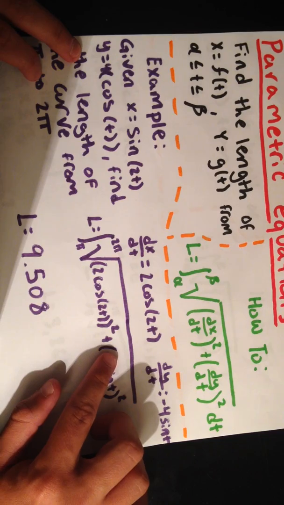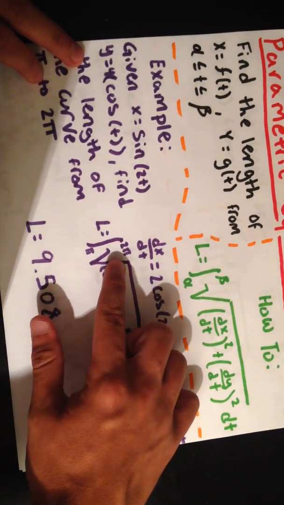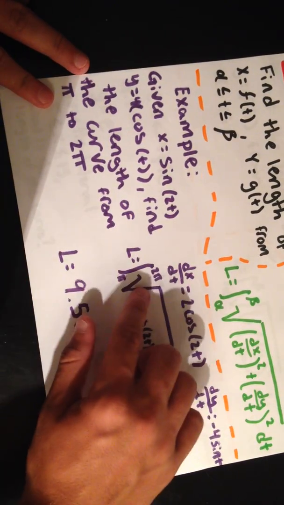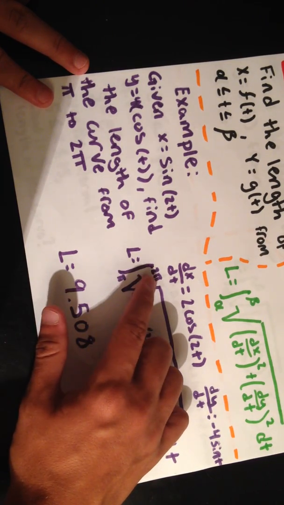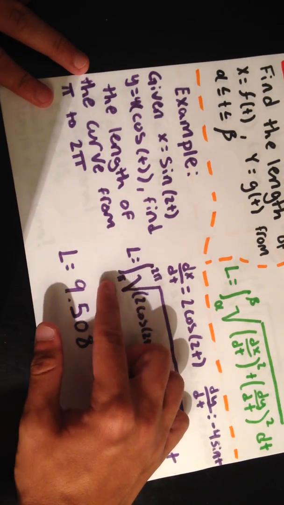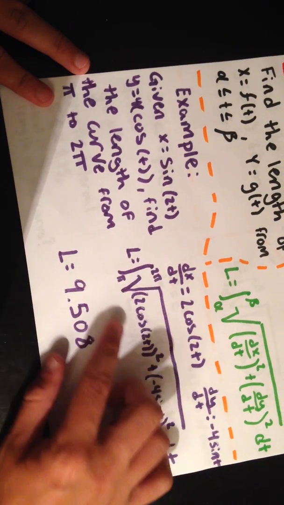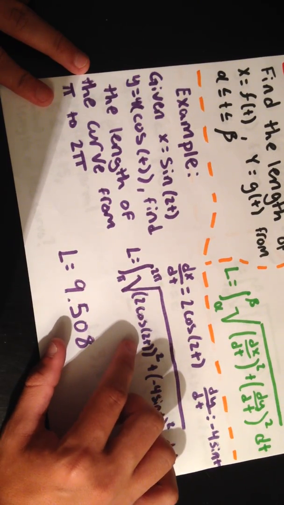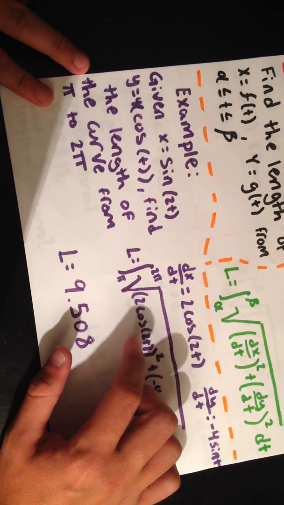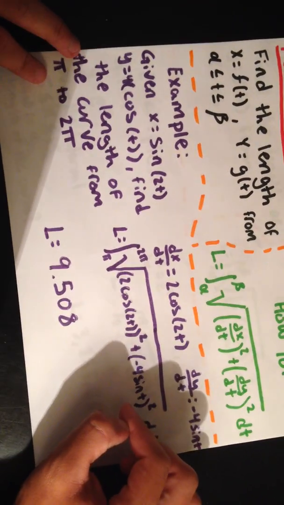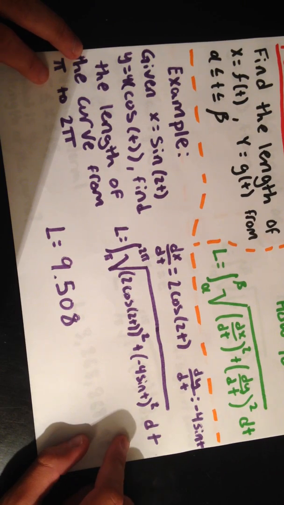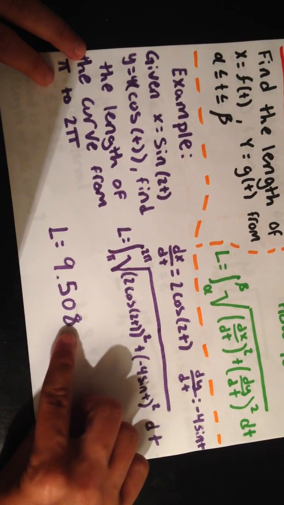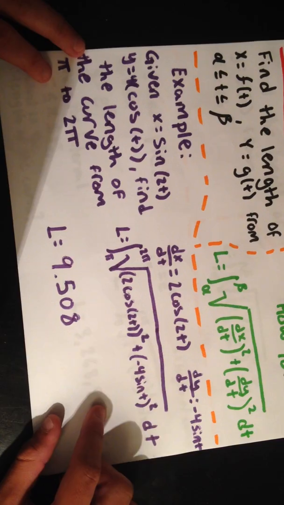And now you plug that in, and remember that the larger value goes on top as β, the smaller goes on bottom as α. So the length is bounded by π to 2π, square root of (2 cos 2t) squared, the derivative of x, plus the derivative of y, negative 4 sin t squared, dt. And if you plug that into the calculator, you get the length of the curve to equal 9.508.